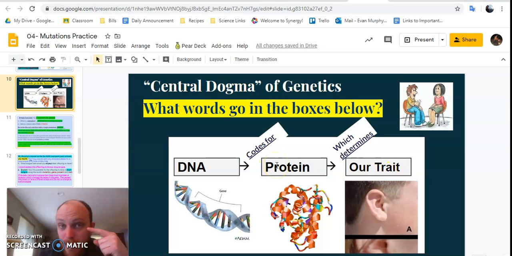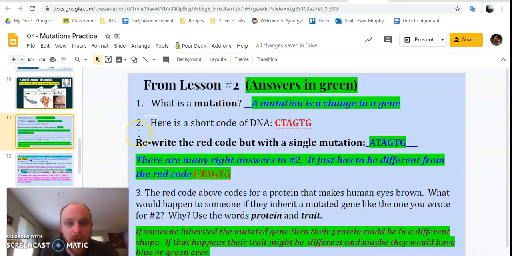Like Mr. Murphy has a mutation where his genes do not make the pigment in his eyes, like all of you have brown eyes. My proteins don't actually make my eyes brown. I think actually the proteins just don't work. And so this is what the color of your eyes look like if you don't have those proteins. And so I have a different trait. I have blue eyes.